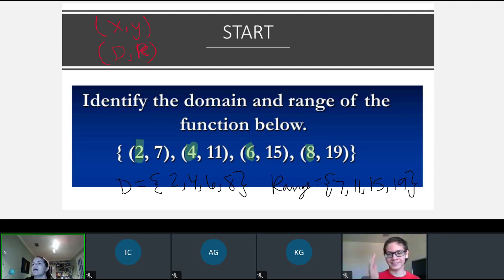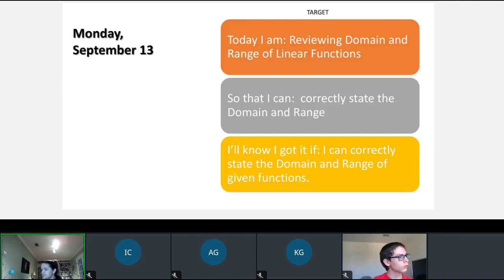Alrighty, guys. So that's just kind of what we've gone over so far, just identifying domain and range. That's all what we talked about last week. Okay, so let's go ahead and talk about today's target. So today we're reviewing domain and range of linear functions. We're also going to talk about exponential and quadratic functions. So we're working today on identifying domain and range from a graph.